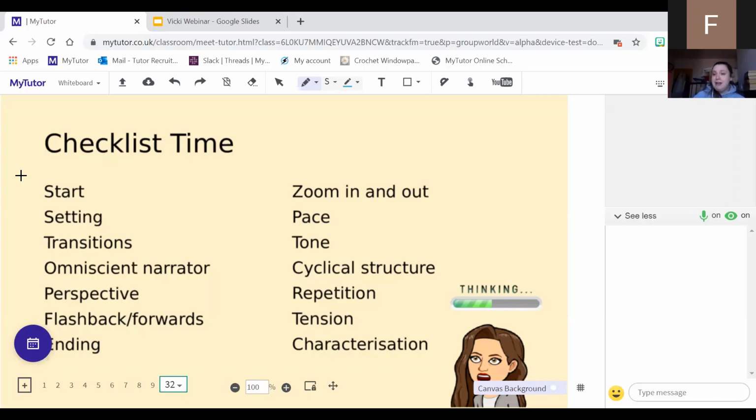Definitely tension being created because we want to find out who the murderer is, and there's definitely some characterisation because we find out more about Susie, more about Mr. Bott, and we're starting to learn about the murderer.